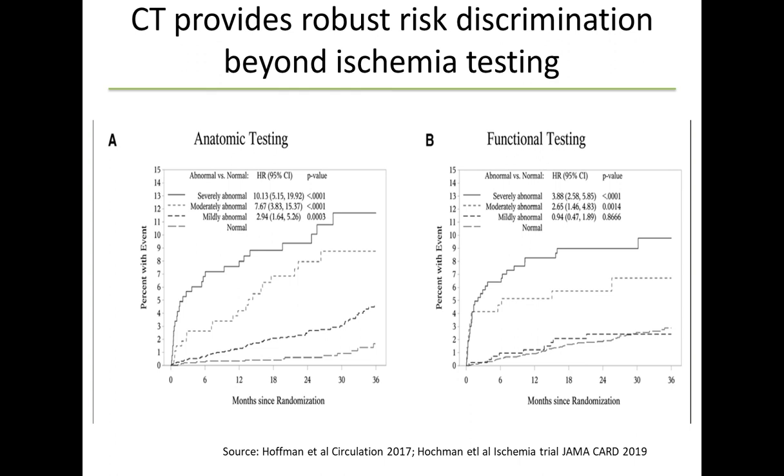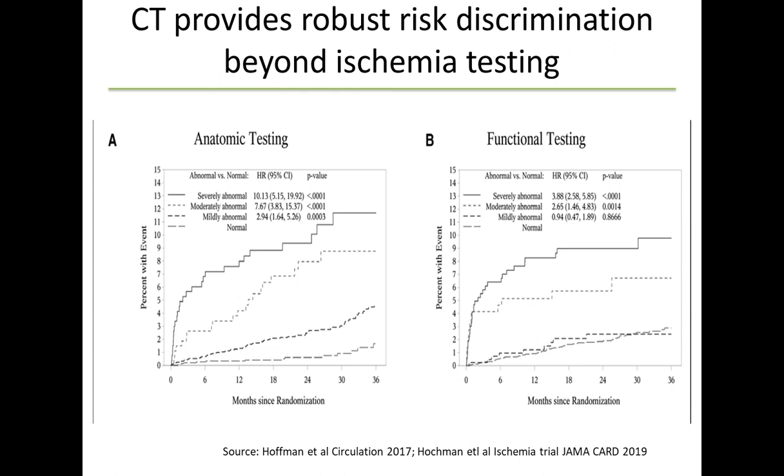In addition, when we look at the relative risk of a severely abnormal CT, you see that the relative risk is much more powerful than the relative risk of a severely abnormal SPECT test. The relative risk of a severely abnormal CT is tenfold. When you have a severely abnormal CT, these patients are at a markedly elevated risk. And that's very powerful prognostic information that's provided by CT.